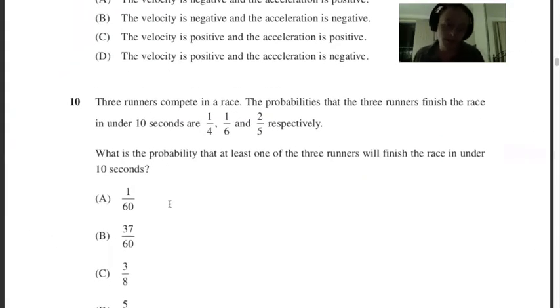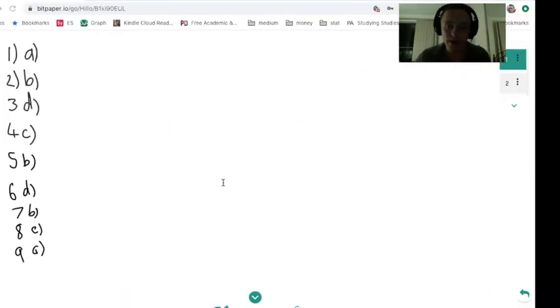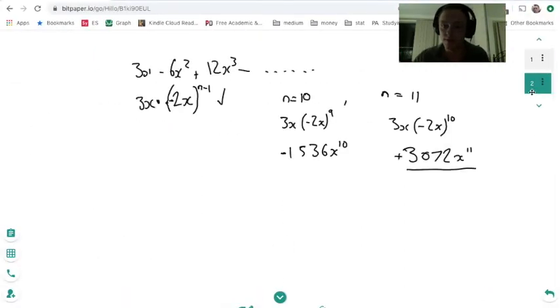Three runners compete in a race. The probabilities that the three runners finish the race in under 10 seconds are a quarter, a sixth, and 2 on 5 respectively. What is the probability that at least one of the three runners will finish the race in under 10 seconds? Excellent. In questions like this, question 10, I like to use this little rhyme.